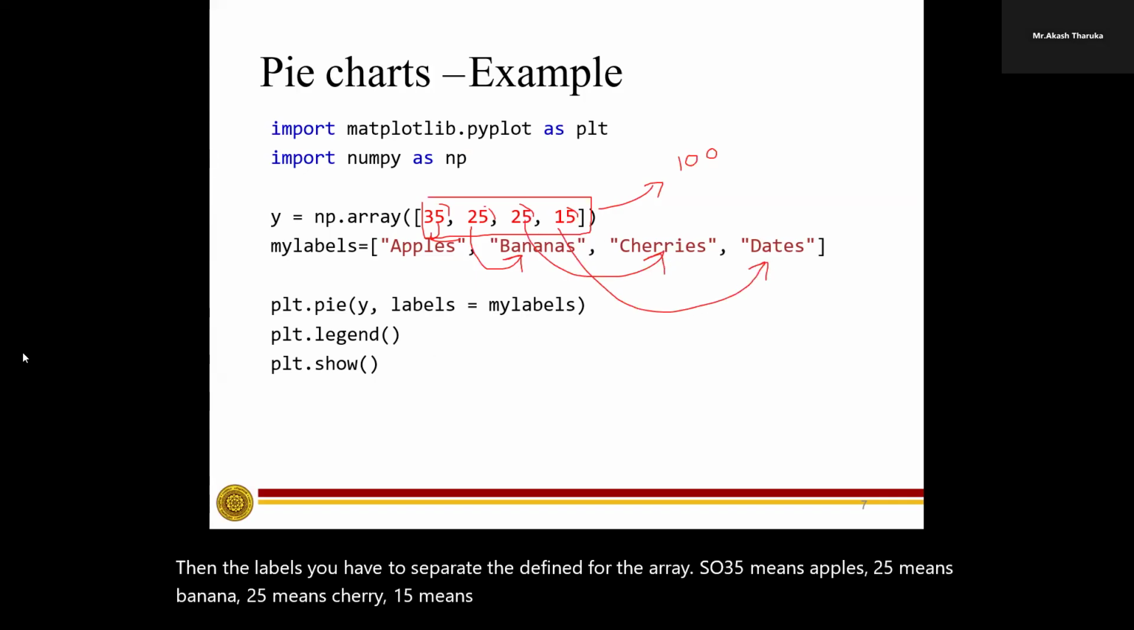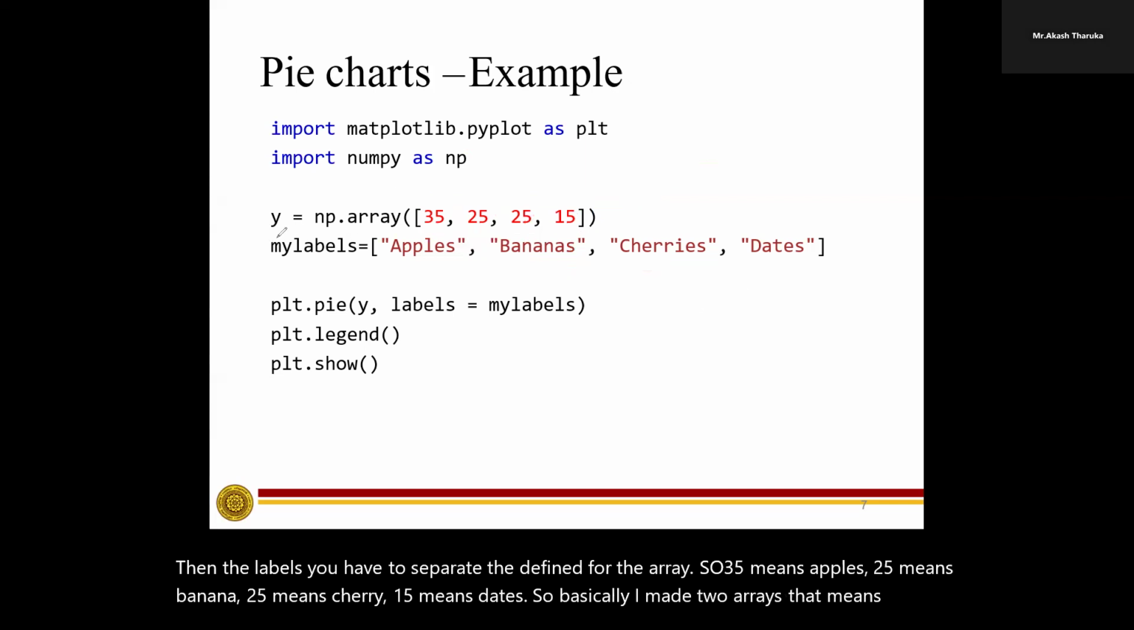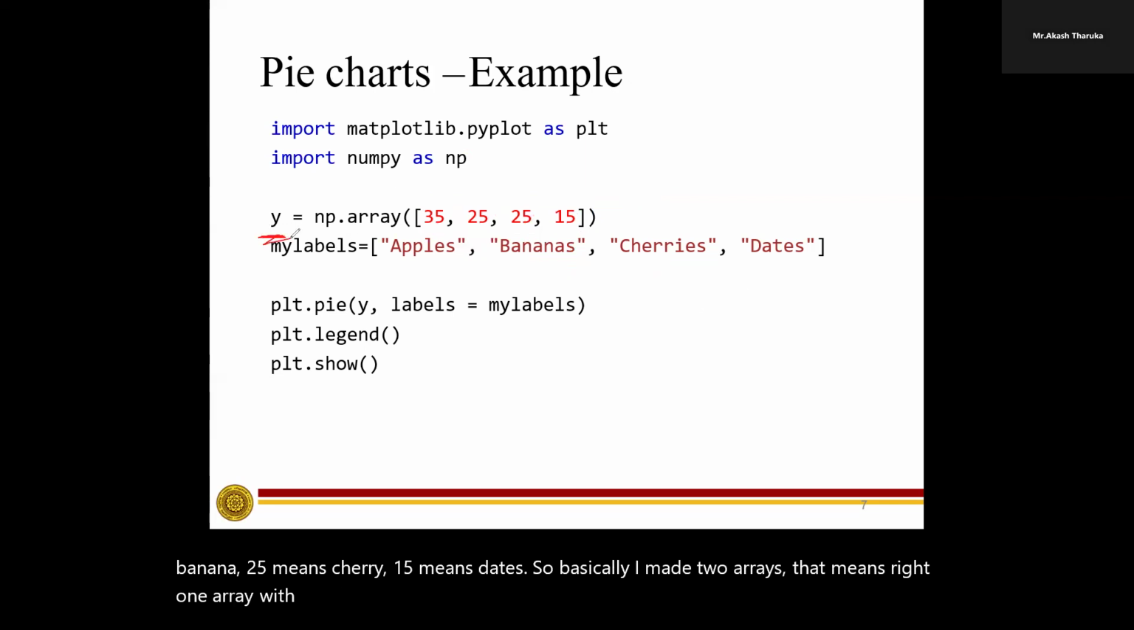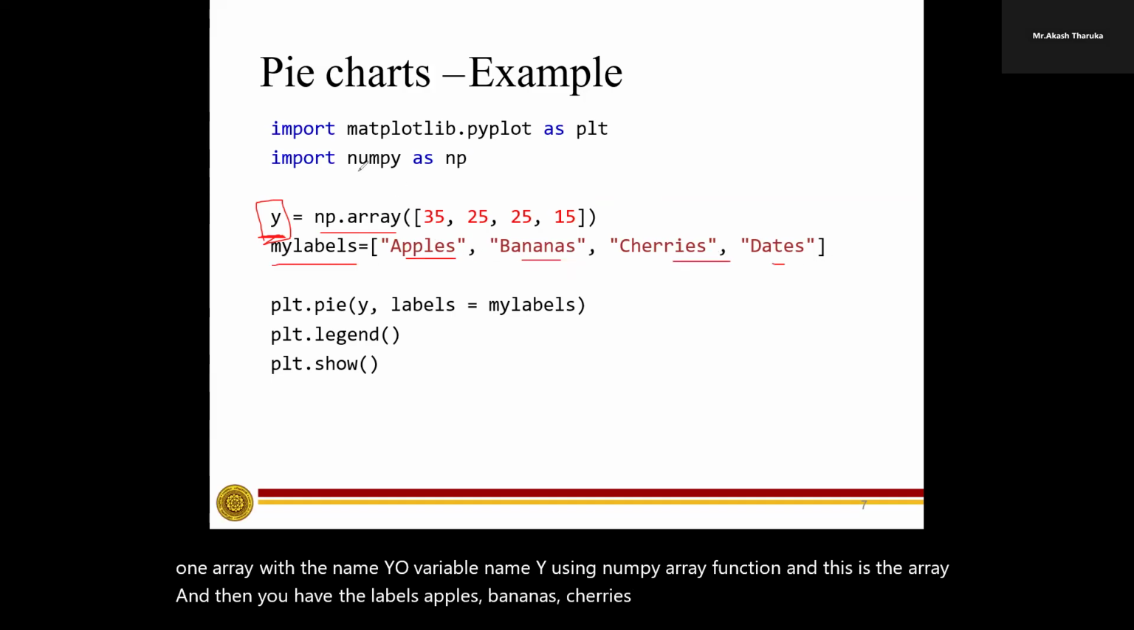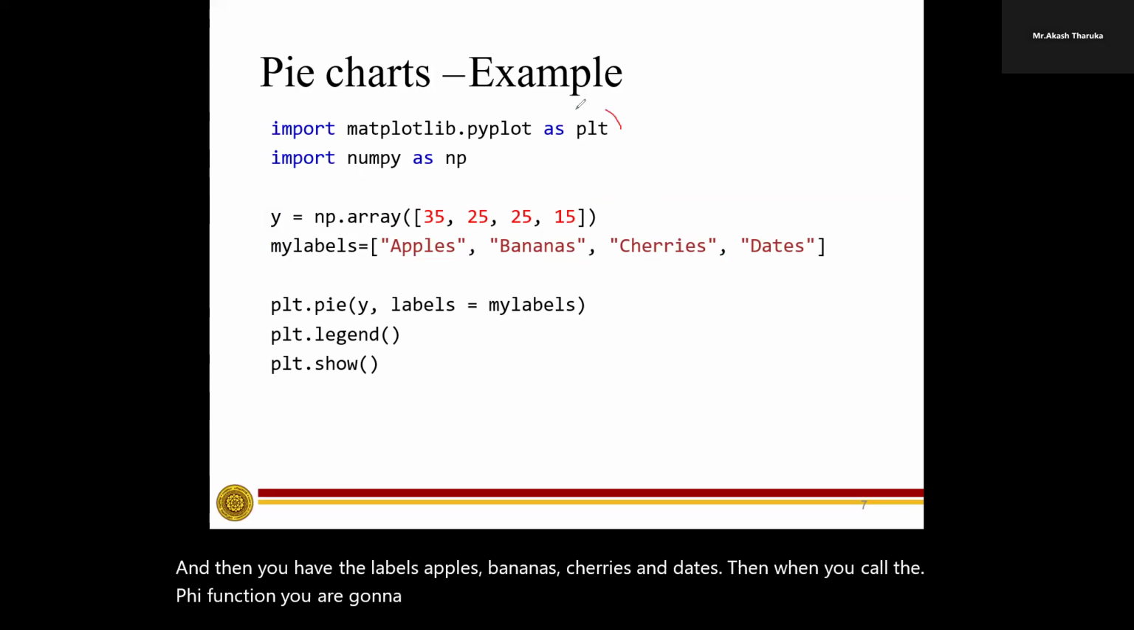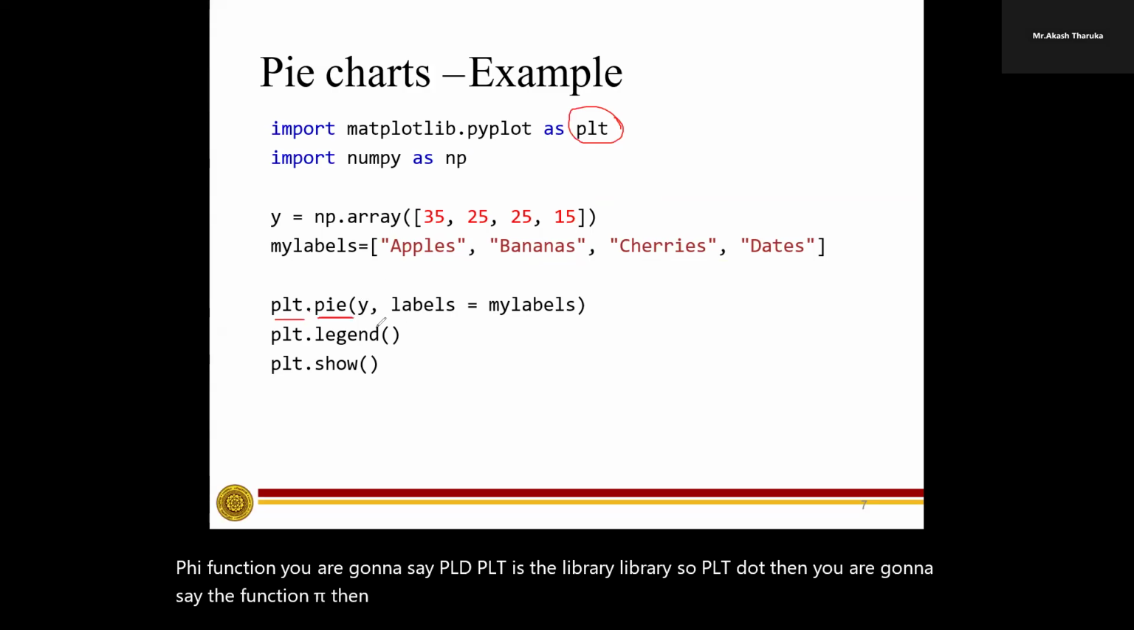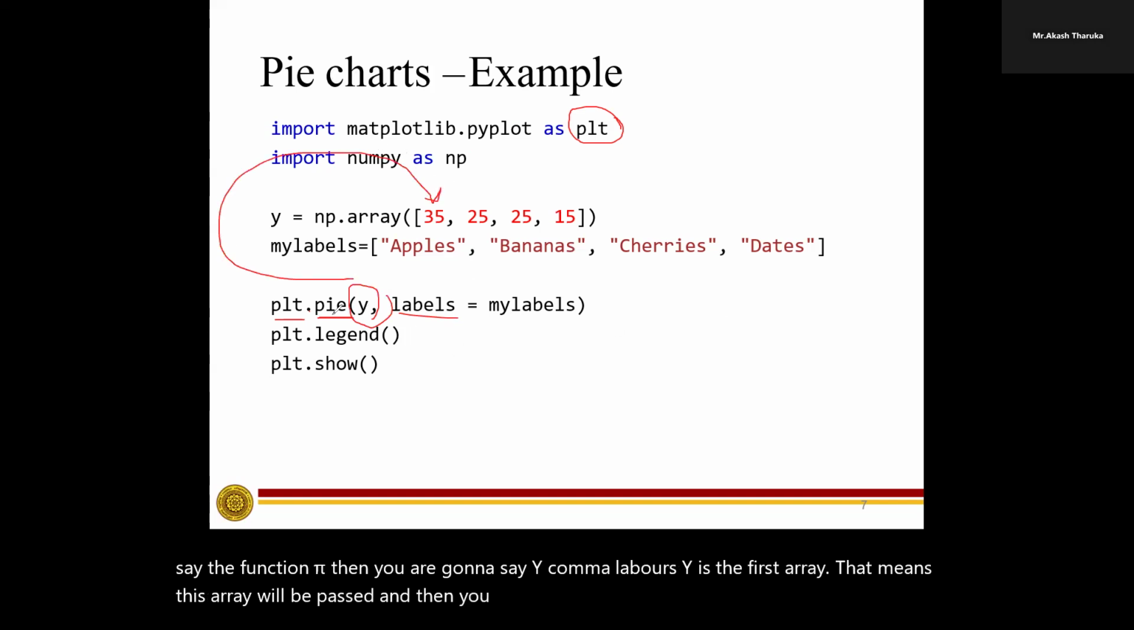So basically, I made two arrays, right? One array with the variable name Y using the NumPy array function. And this is the array. And then you have the labels, apples, bananas, cherries, and dates. Then when you call the pie function, you are going to say PLT. PLT is the library. So PLT dot, then the function pie. Then you are going to say Y, comma, labels. Y is the first array. That means this array will be passed. And then you have to mention the labels.